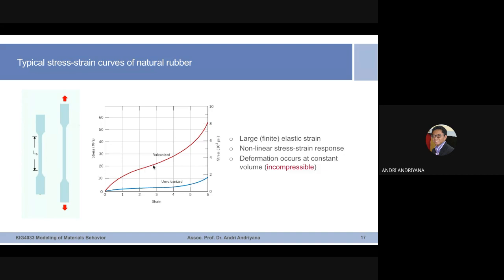And another thing is that many of the elastomeric materials undergo deformation at constant volume. What happens is that if you measure the volume of a rubber specimen before and after undergoing deformations, they are typically the same. So the deformations occur at constant volume, and this characteristic is called incompressible material.